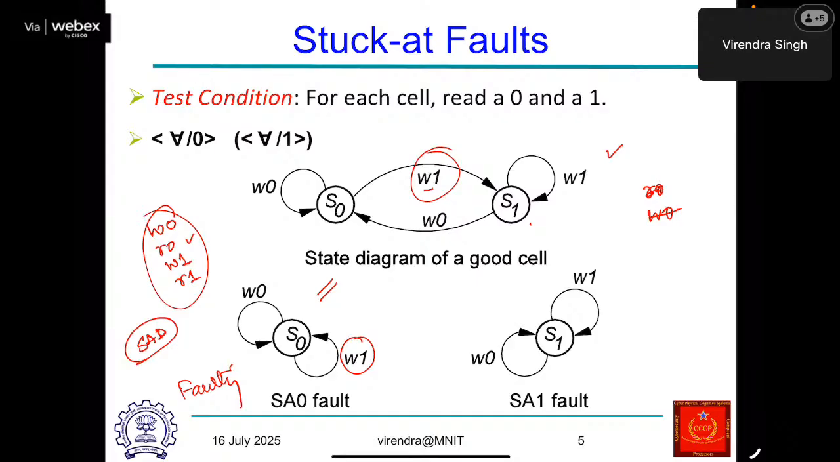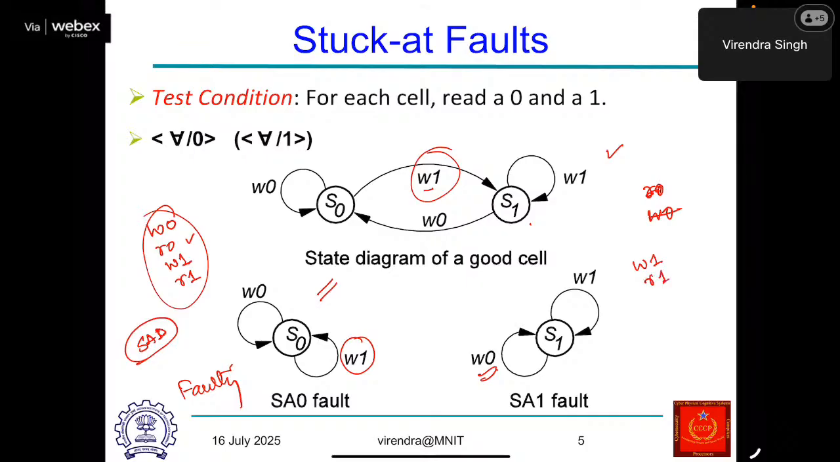On the contrary, for stuck at 1, which we developed yesterday, both the faulty and fault-free circuits will have one state in common, that is S1. On S1, if I give input 1, it will continue to stay in the same state. However, if I give input 0, this is supposed to transit to another state, and we can observe the output. So that means I have to first write 1 into this cell. Then after writing this, I have to ascertain whether this has 1 or not.